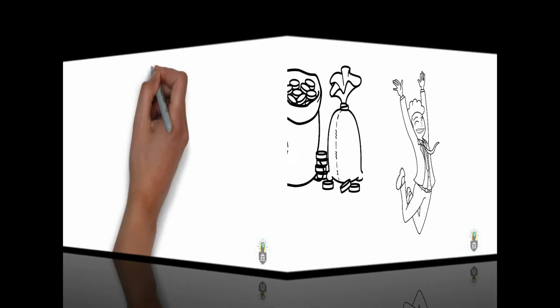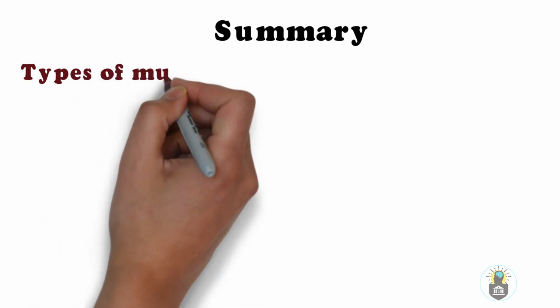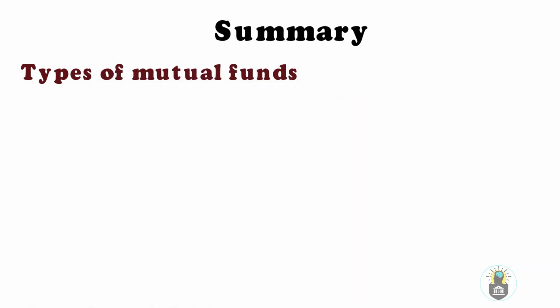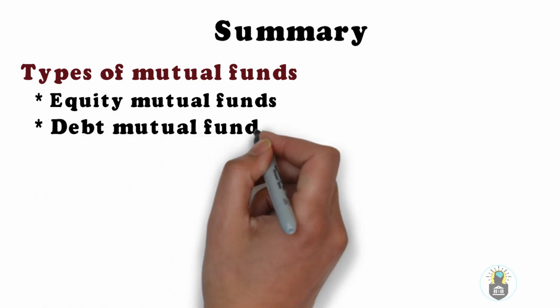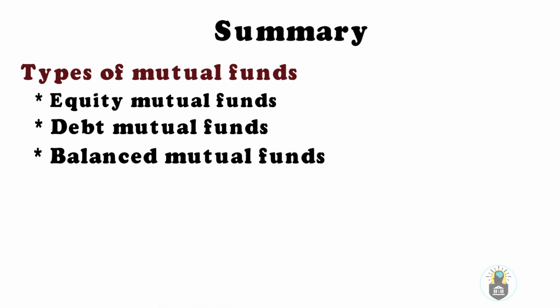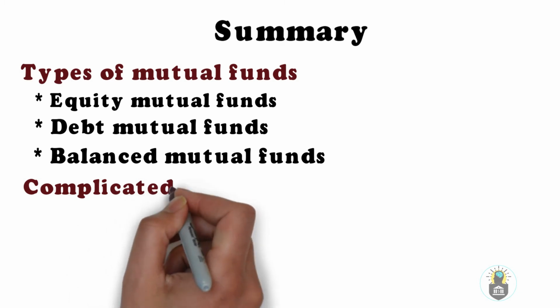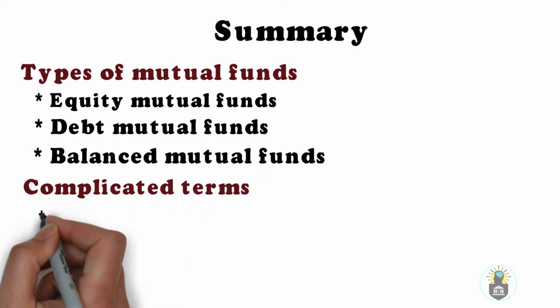So, to summarize, there are three types of mutual funds based on the type of asset into which the pooled-in money is invested. They are equity mutual funds, debt mutual funds, and balanced mutual funds. If at least 65% of money is invested in stocks or equity oriented instruments, then it is called an equity mutual fund. If it is invested in fixed income instruments, then it is called a debt mutual fund. And if the money is invested in both equity oriented and fixed income oriented instruments, then it is called a balanced mutual fund.